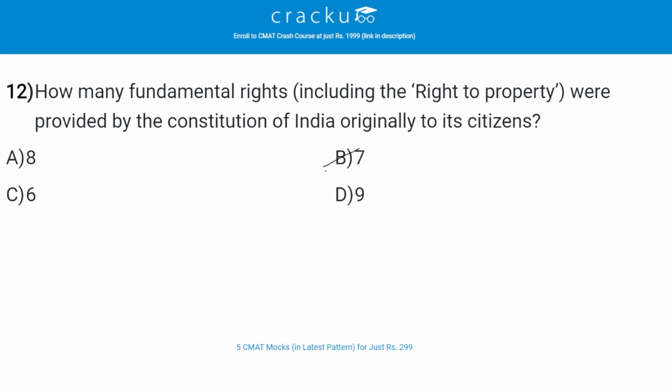There are 7 fundamental rights provided by the Constitution of India originally to its citizens. So, the 7 fundamental rights are the right to equality, right to freedom, right against exploitation, right to freedom of religion, cultural and educational rights, then right to property and right to constitutional remedies. Let's check the next question.